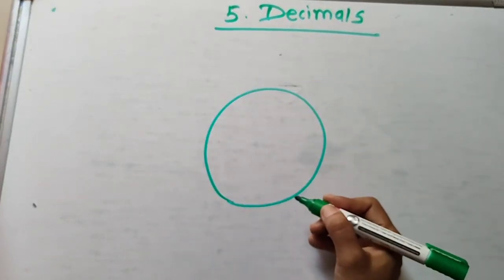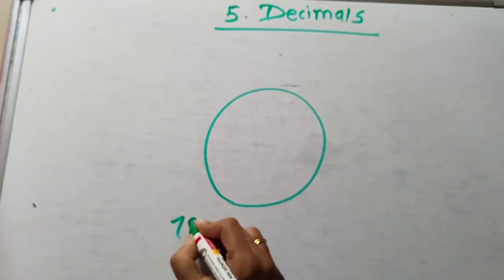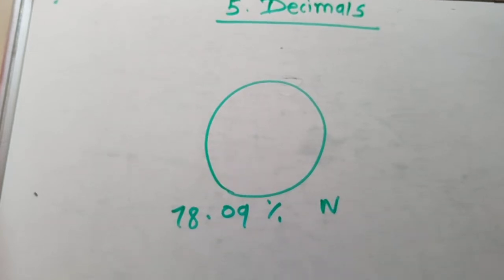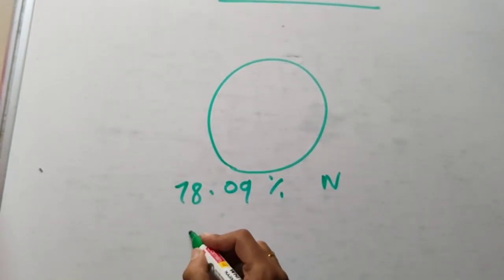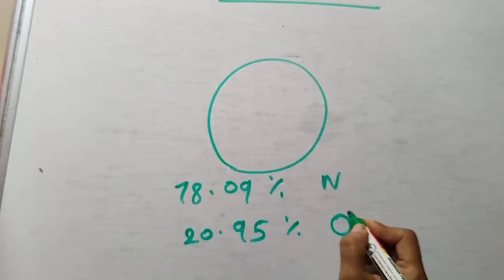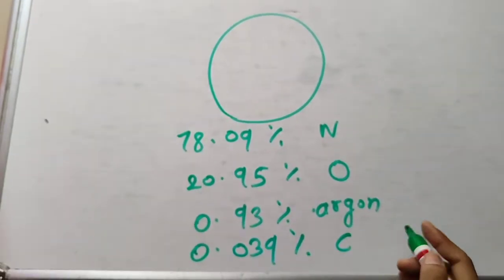The earth contains 78.09% nitrogen. Okay, then 20.95% oxygen and 0.93% argon. This is gas. Okay, and 0.039% carbon dioxide.